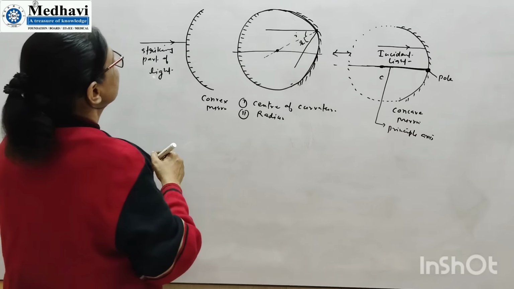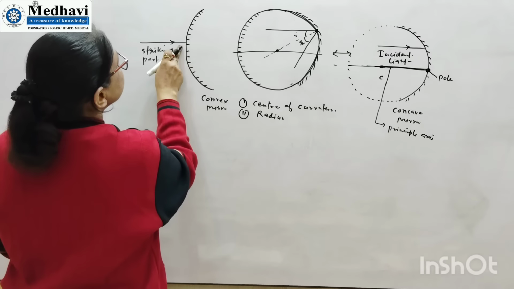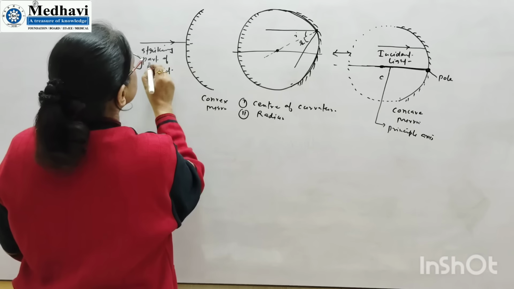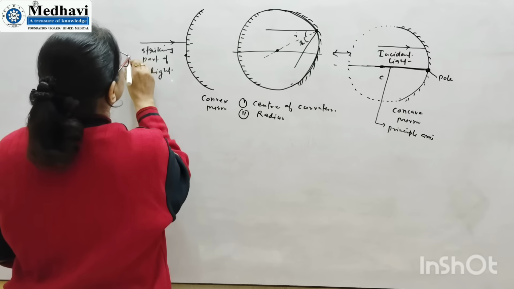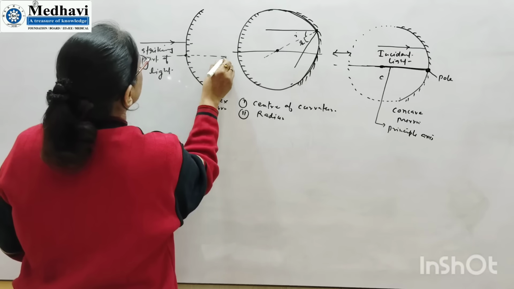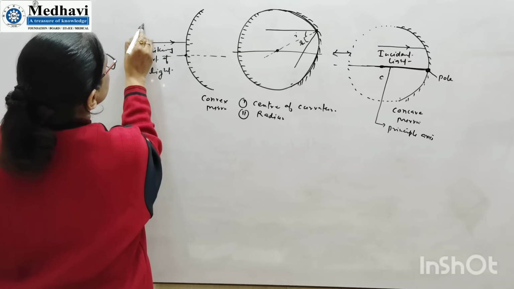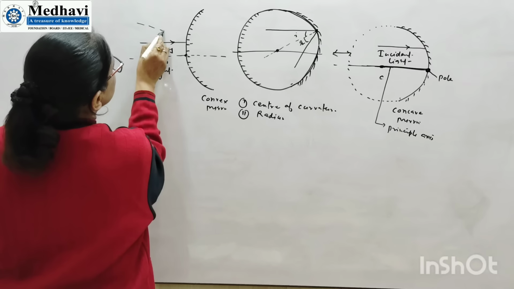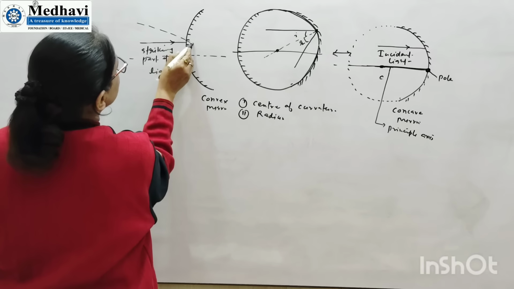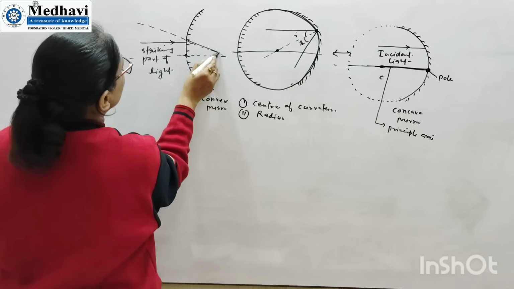For this surface, suppose a ray strikes. First we will make the normal, this normal.